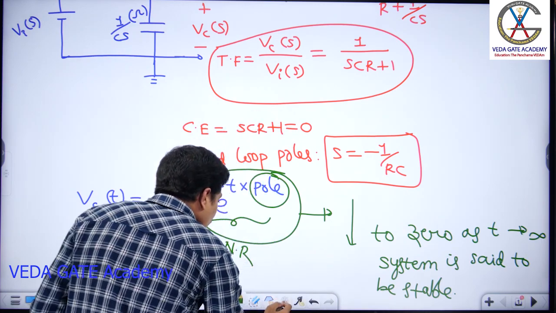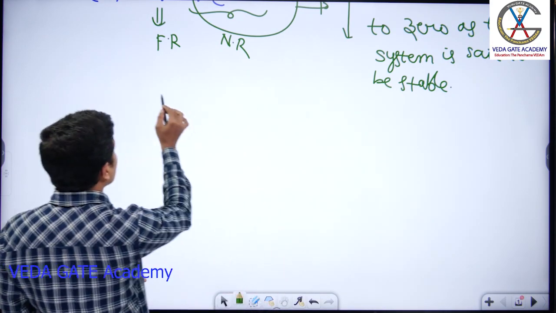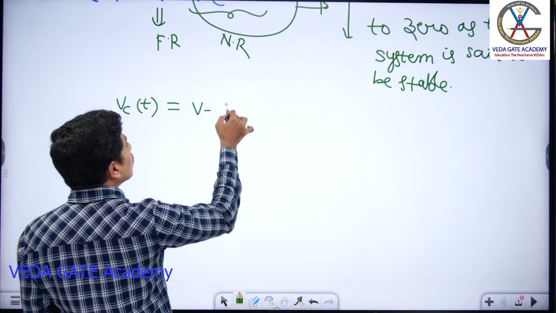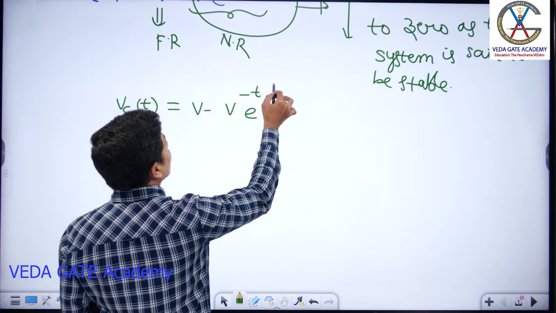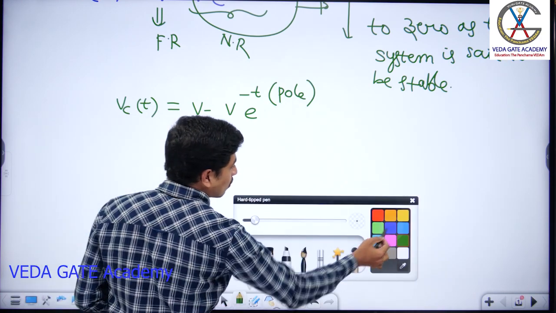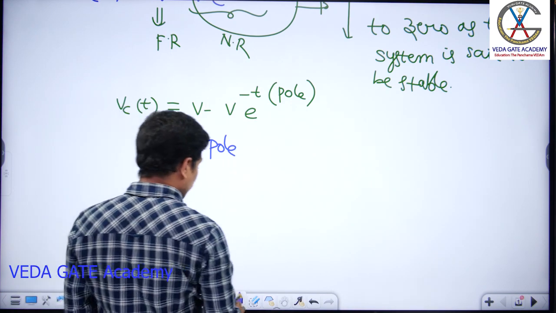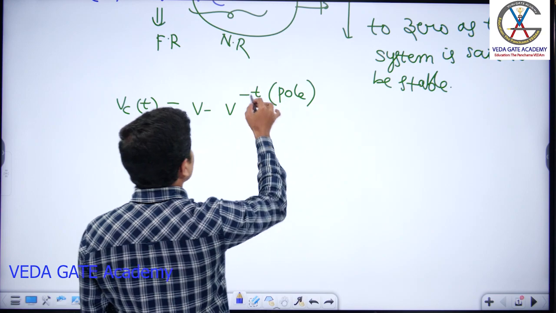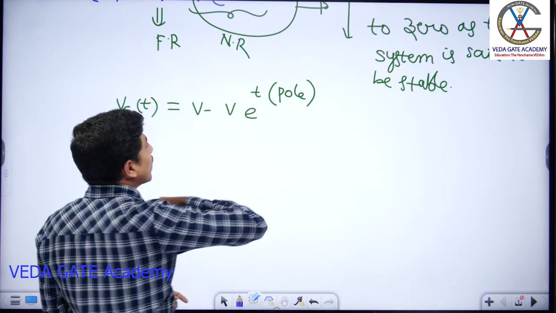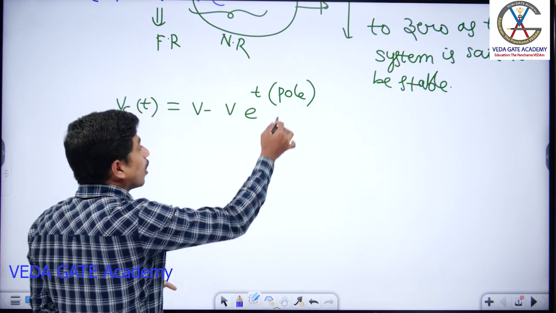But if you look at the expression we got, we'll write the expression once again. That is Vc of t is equal to V minus V into e power t into pole, where the pole is equal to minus 1 by RC. Sorry, it is not minus t into pole. We wrote it wrongly, because the pole itself is minus. That minus is not there. V minus V into e power t into pole.